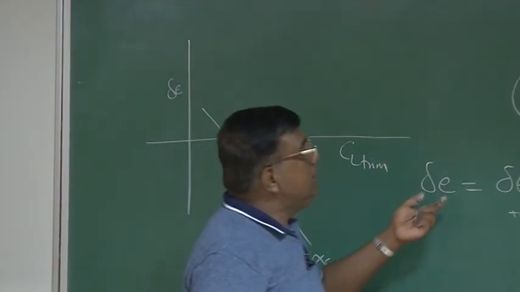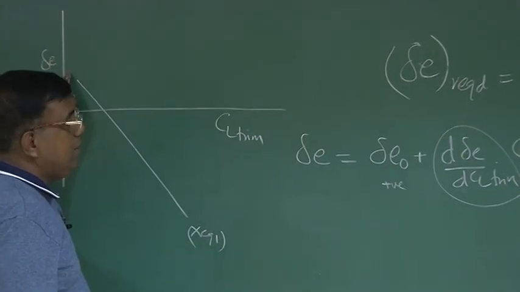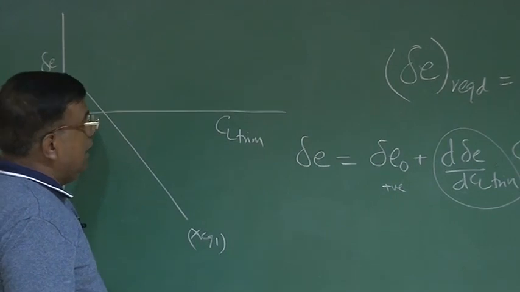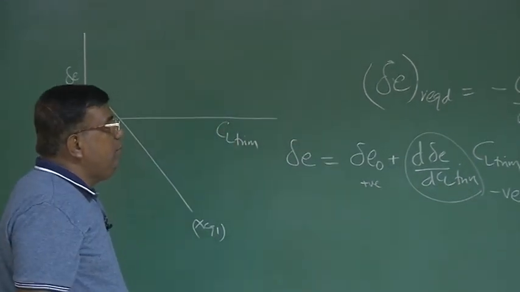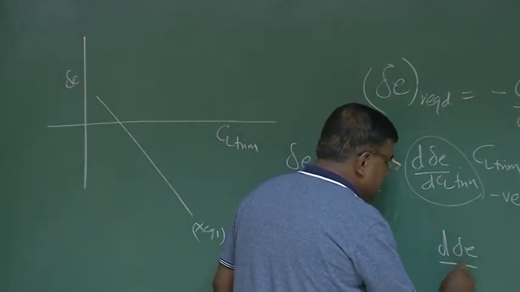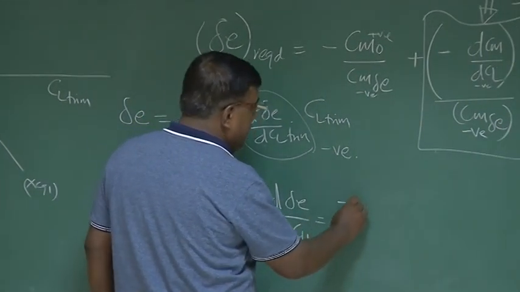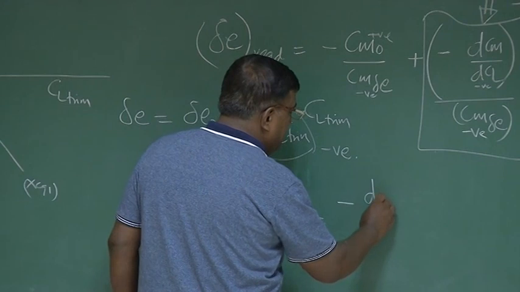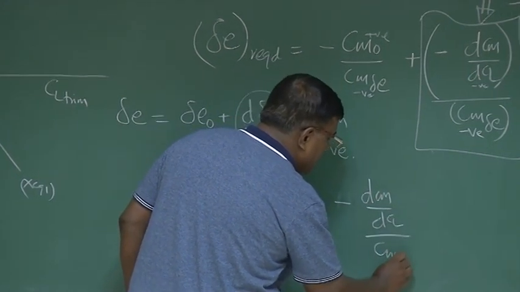You could see here that this value is positive, so you have a positive intercept here for CL trim to be 0, and the slope is negative. Now, how will the slope change? What is the slope? d delta E by dCL trim is minus dCm by dCL over Cm delta E.